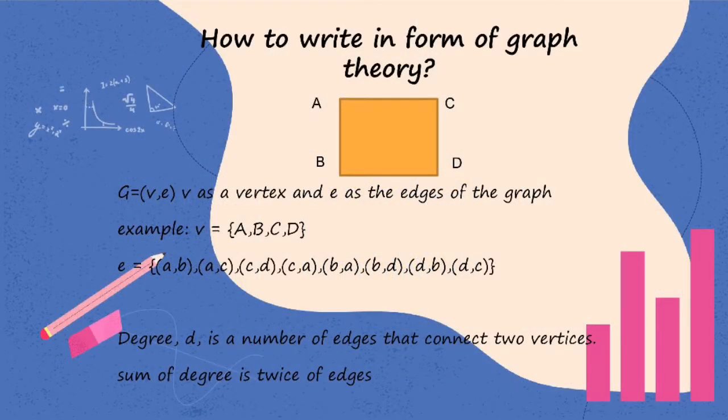How to write in the form of graph theory? Look at the example, square ABCD. G equals (V, E), V as the vertices and E as the edges of the graph. Example: V equals vertex A, vertex B, vertex C and D. E equals AB, AC, CD, CA, BA, BD, DB and DC.